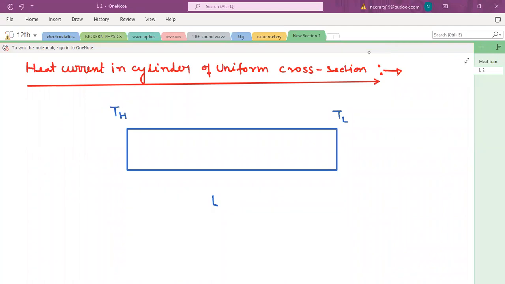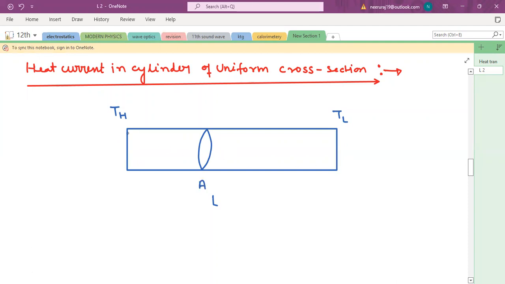Next is heat current in a cylinder of uniform cross section. I want to write down the formula of heat current for a cylinder which has uniform cross section. So suppose this is our cylinder. This side temperature is high, this side temperature is low. Its length is given to us as L. Its area of cross section is A, and this area of cross section is uniform throughout the length.